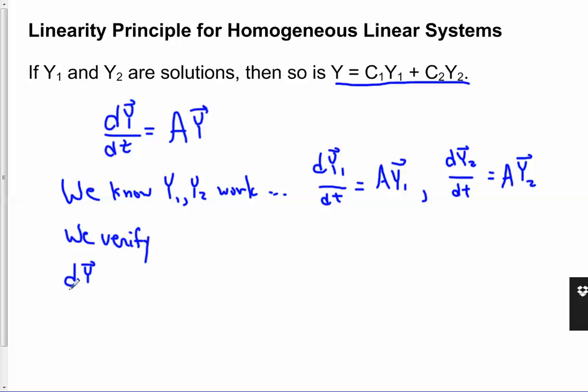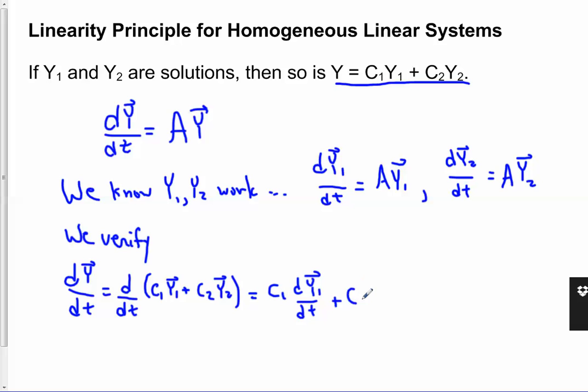we do dy/dt, so that's the derivative of c1y1 + c2y2. Well, we know from Calc 1 that the derivative of two things added together can go on each one. And we also know the constant multiple rule, that constant multiples come out of the derivative as well. So in the end, it's just c1 times the derivative of y1 plus c2 times the derivative of y2. So hopefully that made sense.